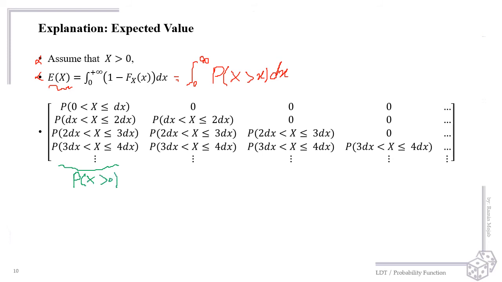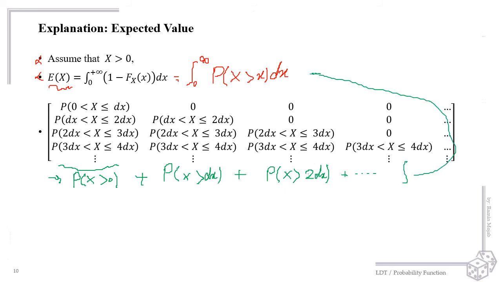The sum of elements of the second column is the probability that X is greater than dx. dx is a very small number. The third column is the probability that X is greater than 2 times dx, and so on. And therefore the sum of all these probabilities is, we can say, the integral that we talked about here.